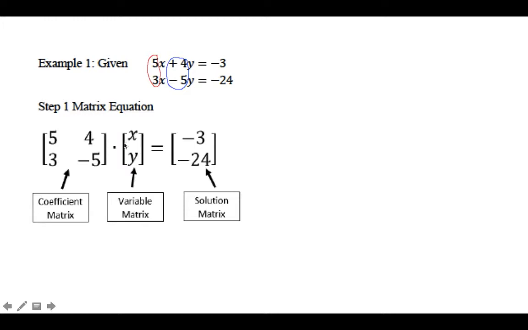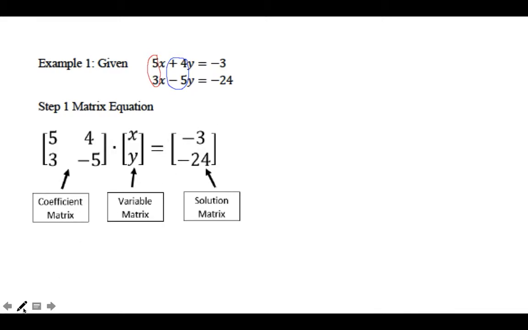The next matrix is your variable matrix. I only have 2 variables, an x and a y. Notice x comes first, y comes second, so x is on the top and y is on the bottom. You still have your equal sign in the middle. And then you have what's called the solution matrix.